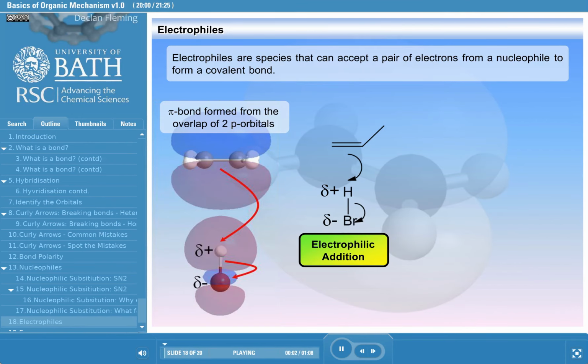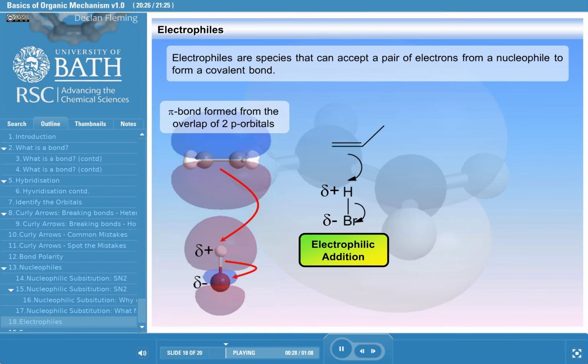The opposite of a nucleophile is an electrophile. These are species that can accept a pair of electrons from a nucleophile to form a covalent bond. The classic example of an electrophilic reaction is the addition to alkenes. Here a pair of electrons from the pi bond can attack the hydrogen in hydrogen bromide. Bromine can accept a pair of electrons from the bond to form a bromide ion.